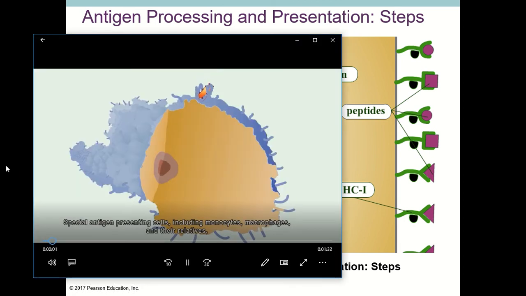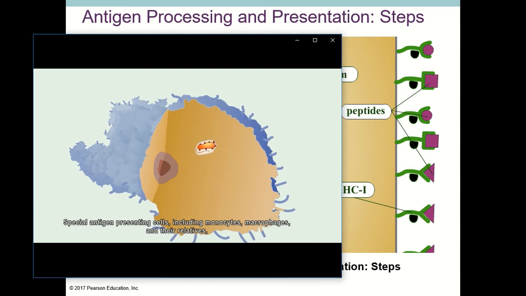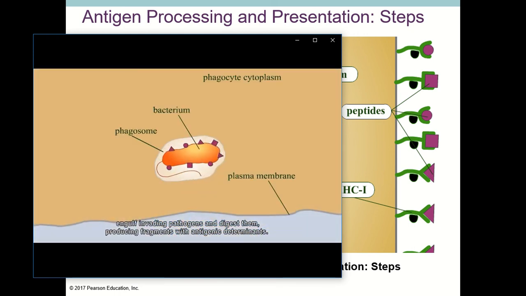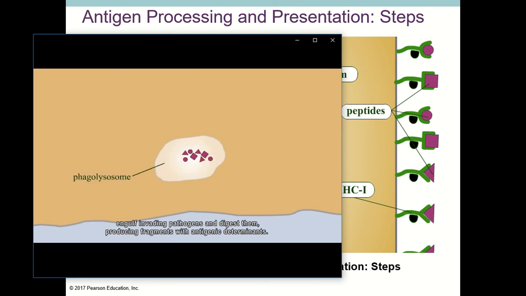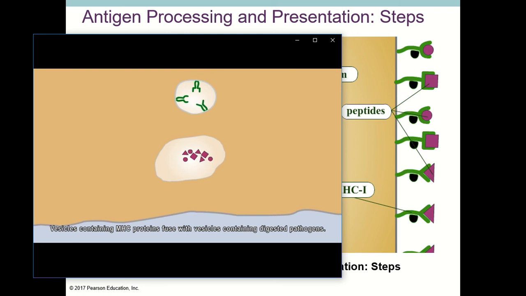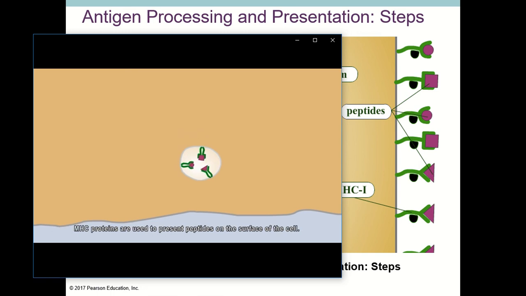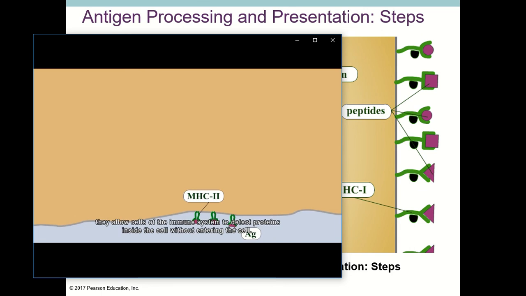Special antigen-presenting cells, including monocytes, macrophages, and their relatives, engulf invading pathogens and digest them, producing fragments with antigenic determinants. Vesicles containing MHC proteins fuse with vesicles containing digested pathogens. The antigenic determinants from the pathogens are loaded onto the MHC proteins. MHC proteins are used to present peptides on the surface of the cell. Since the peptides are produced from proteins inside the cell, they allow the cells of the immune system to detect proteins inside the cell without entering the cell.